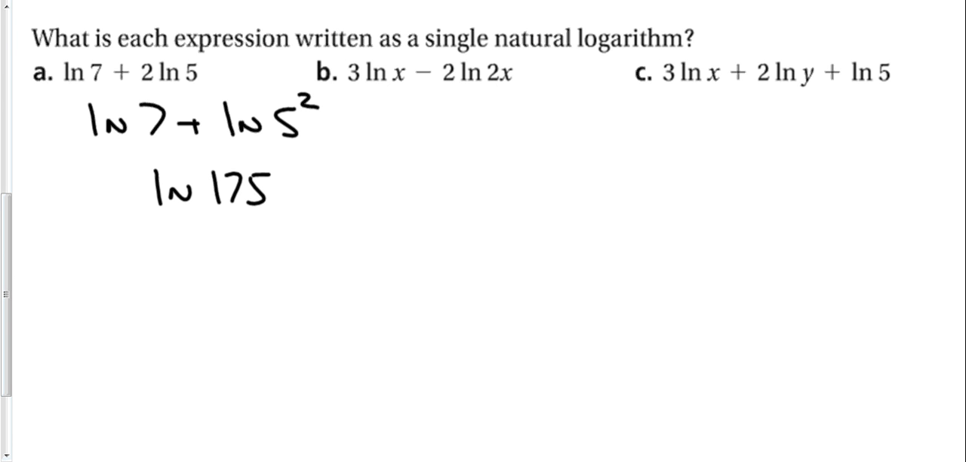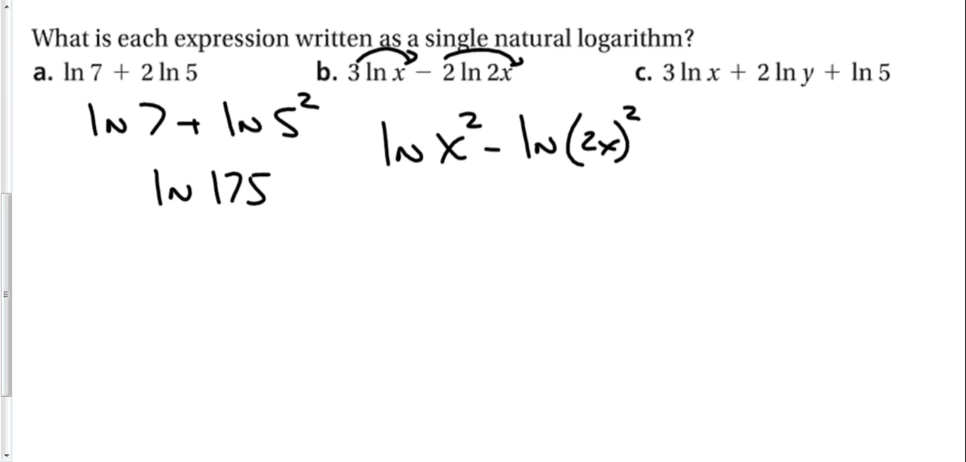Introduce some variables, we still have the same thing going on. So power rule, those pop over, and we get the natural log of x squared minus natural log of 2x squared. Don't forget, they are both squared. Let's simplify. Let's do them both the same. So the negative tells us a quotient. So we're going to have the natural log of x squared over 2x squared, square both of them, which gives us 4x squared. The x squareds cancel out, and that's left with the natural log of 1/4.